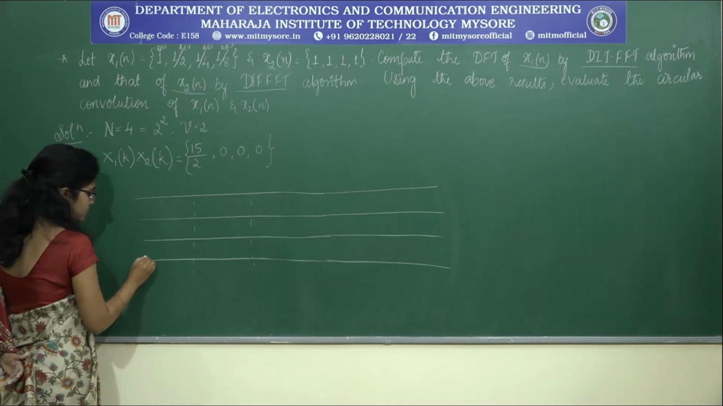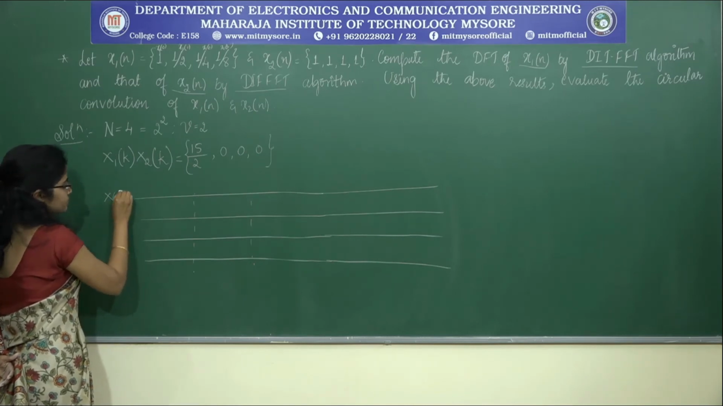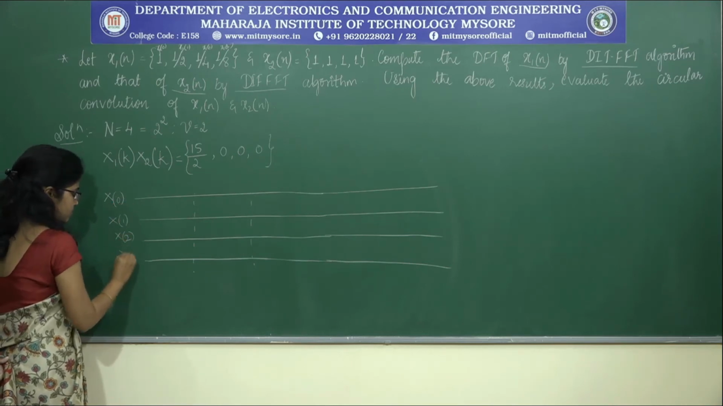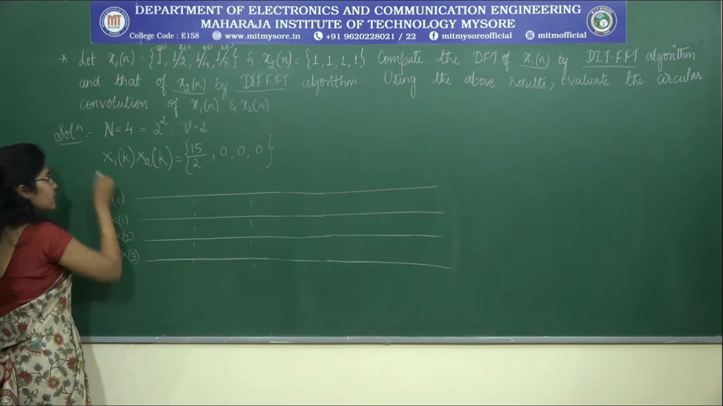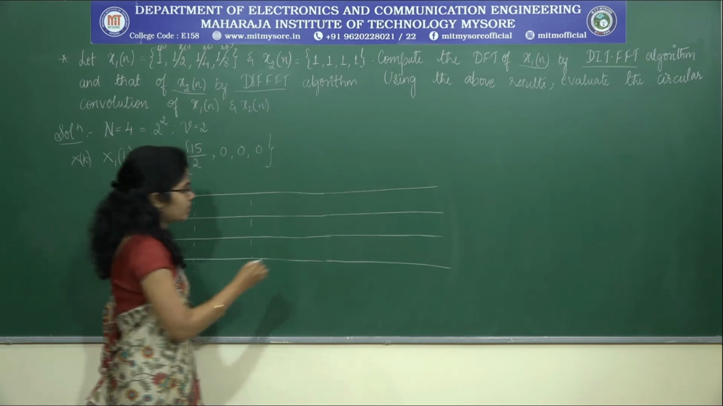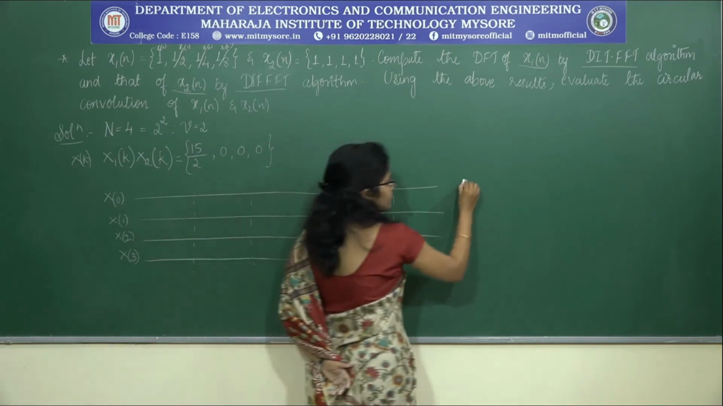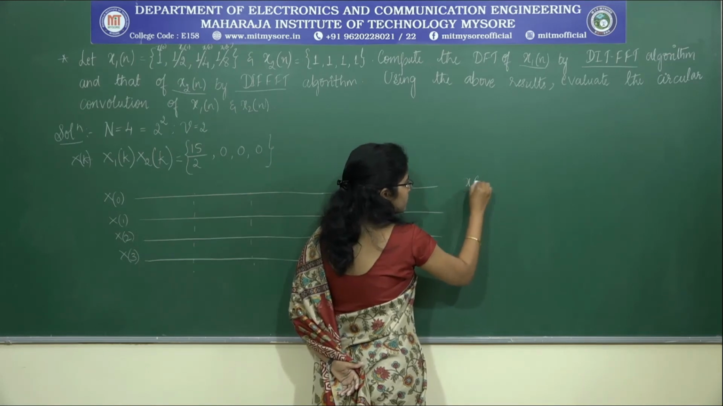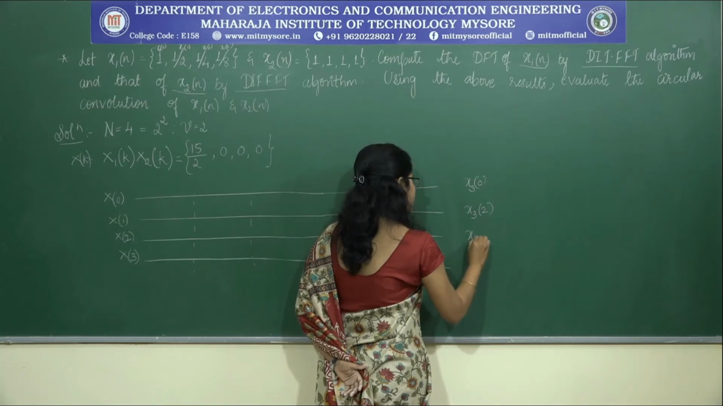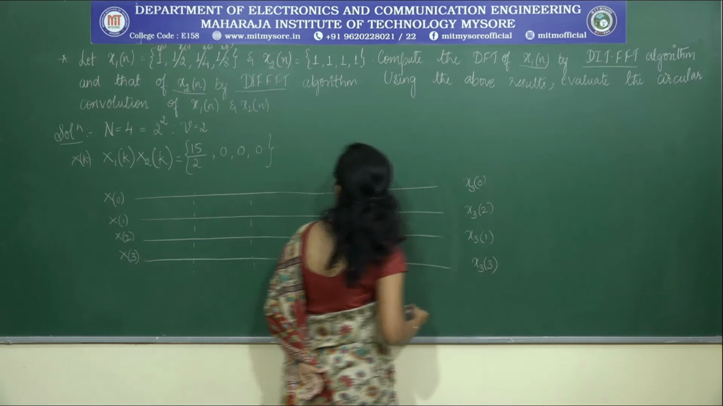Here the input is in normal order. I am terming this as x of k so that it will be easy for tabulating, and the output will be in bit reversed order. So this will be x3 of 0, x3 of 2, x3 of 1, x3 of 3.